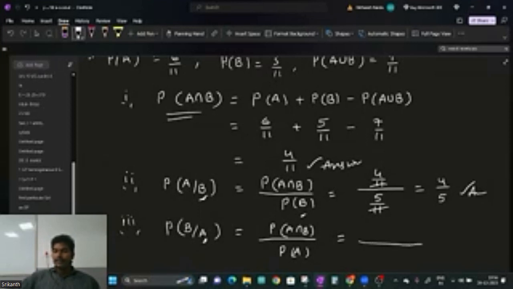We have already found that P of A intersection B is 4 out of 11. And what is P of A? 6 out of 11. So the 11 gets cancelled. 4 out of 6. 4 out of 6 is how much? 2 by 3. Okay, understood?